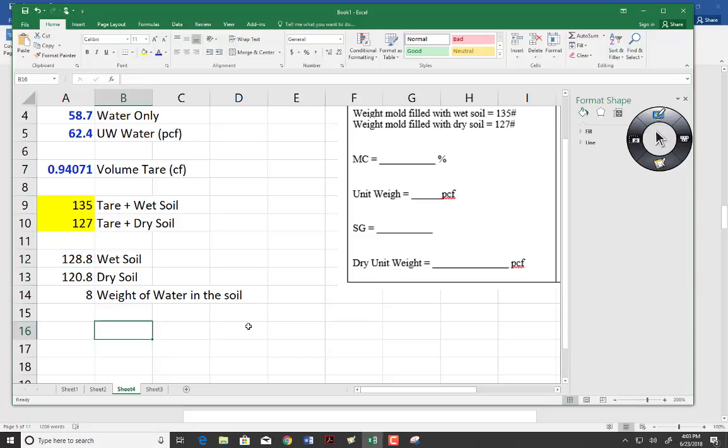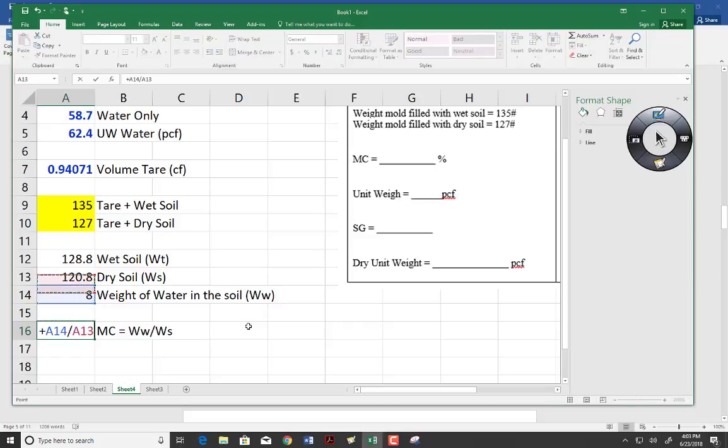My moisture content is equal to weight of water divided by my weight of solids. My dry soil is my weight of solids. My wet soil is my weight total. So this right here is weight of water if you're using the 3-phase diagram. So my moisture content is weight of water divided by my weight of solids, which is 0.662.